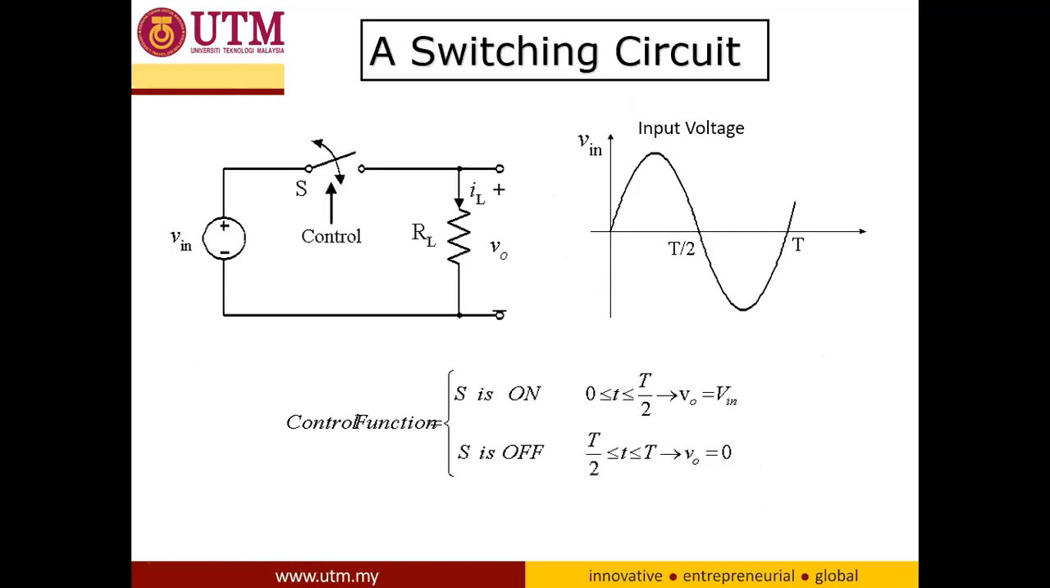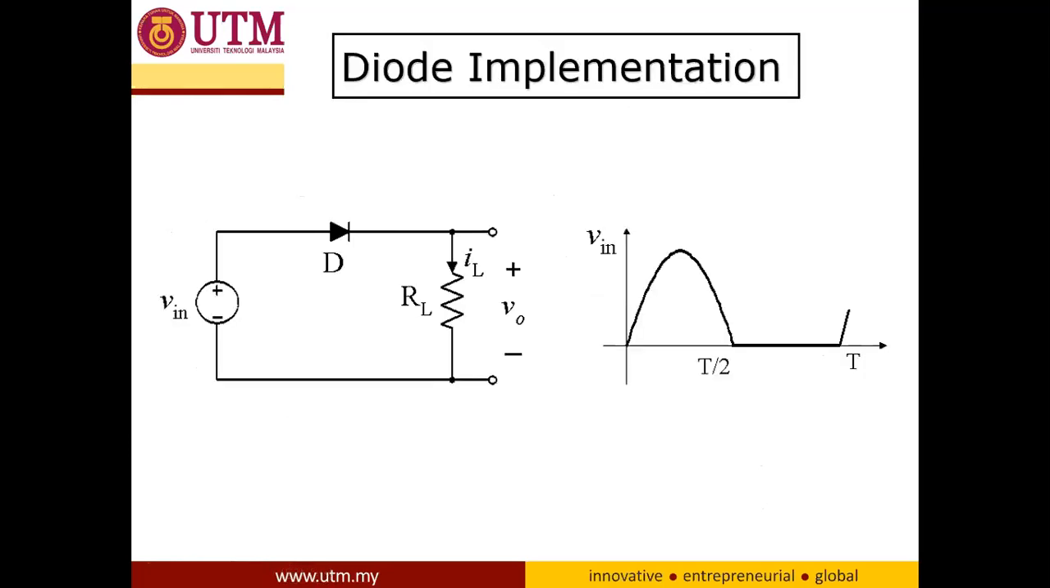Okay, so this is a switching circuit, meaning that we are using the semiconductor as a switch. For example, the diode here. The diode will be forward biased when the anode is positive compared to the cathode. So we will have output like this, and when the polarity changes, we will have no output.